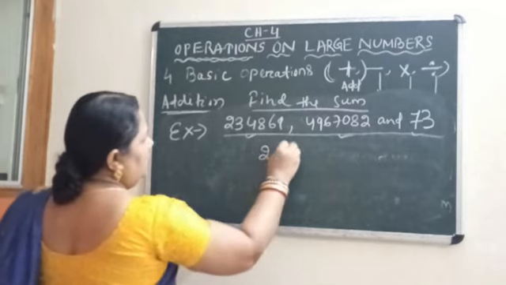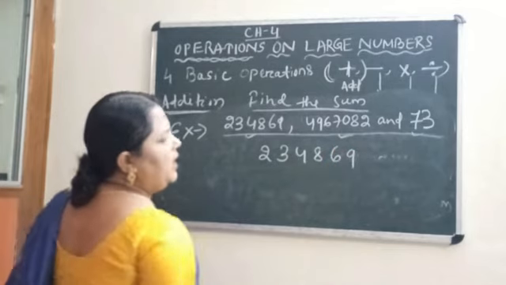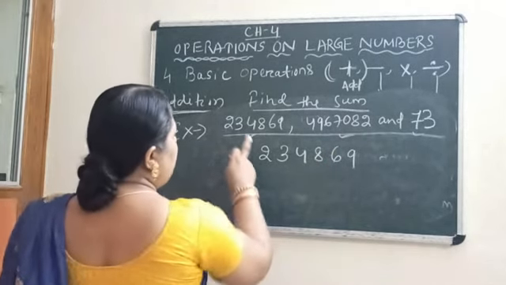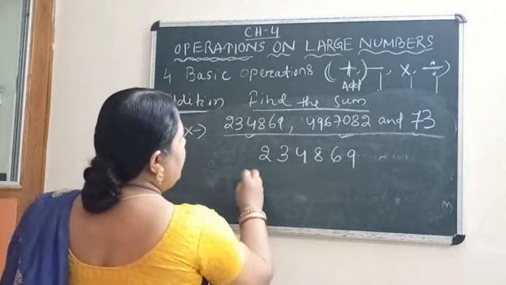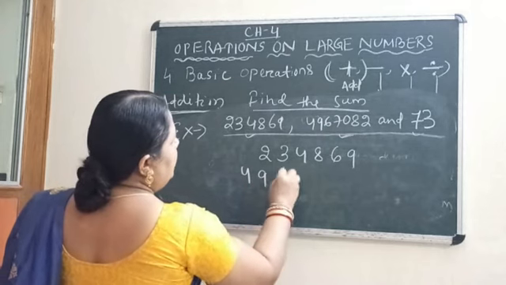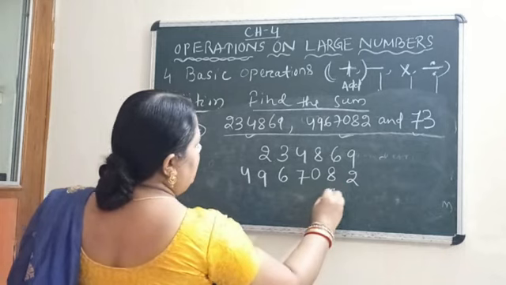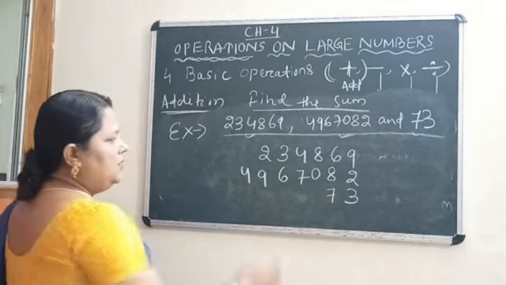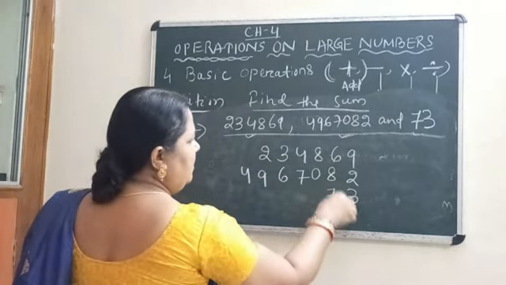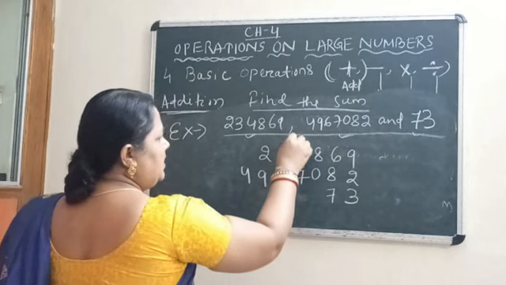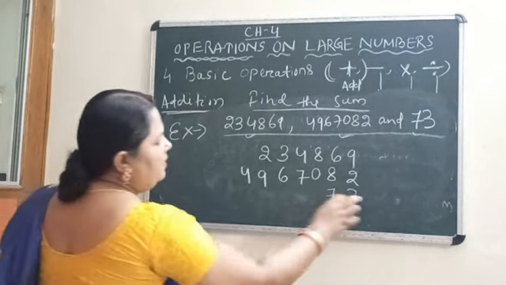So first what you will do, you will arrange all the numbers. How to arrange? According to place value, you will write in column. You will arrange in column. Okay, 2, 3, 4, 8, 6, 9, then 4, 9, 6, 7, 0, 8, 2, then the third one is 73. This is called arrangement in column. We have already arranged according to place value. This is ones place, this is tens place, this is 100 place, this is 1000 place, this is 10,000, this is lakh, and this is 10 lakh. Like this we have arranged.